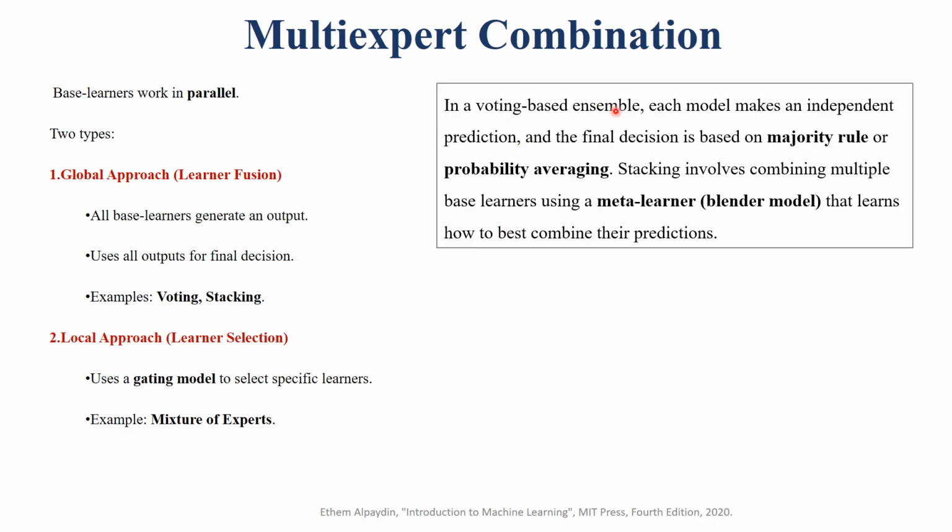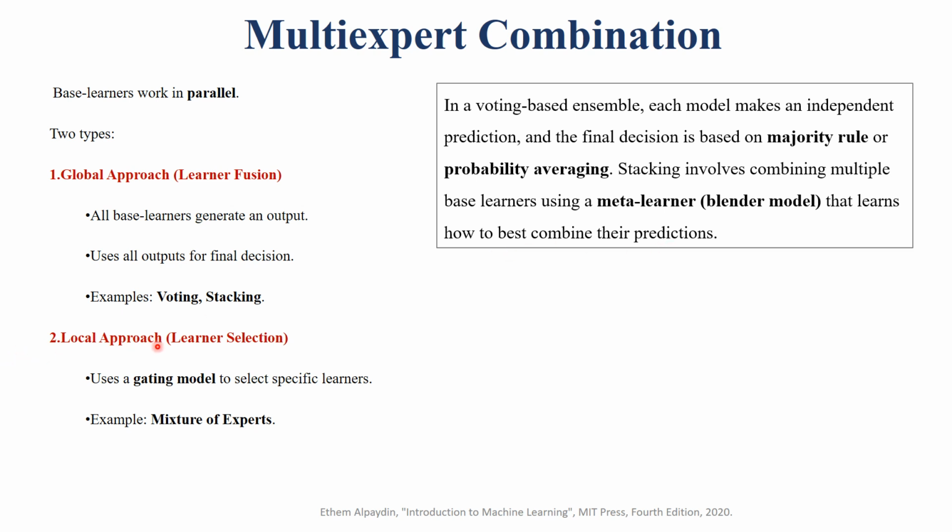In a voting based ensemble, each model will make an independent prediction and the final decision will be based on the majority rule, the majority voting or the probability averaging. Stacking involves combining multiple base learners using a meta learner that learns how to best combine their predictions.